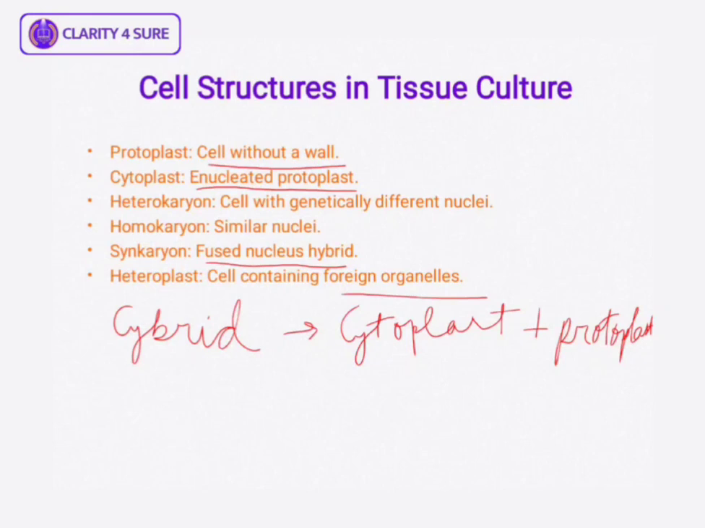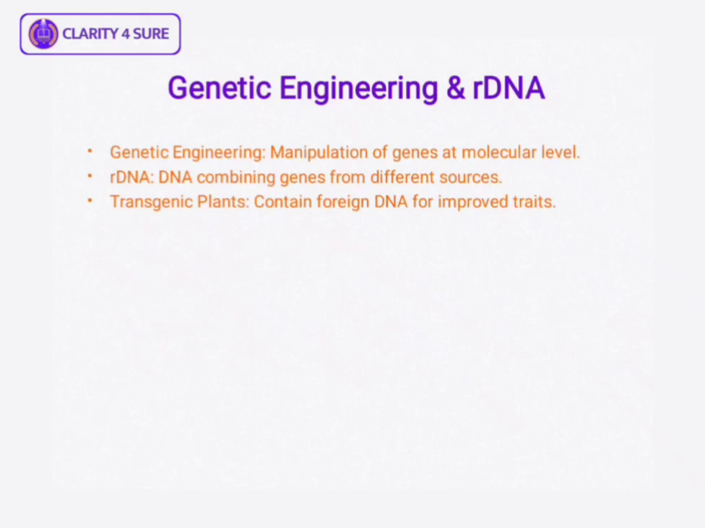Okay, next we will move towards genetic engineering. Genetic engineering manipulates an organism's DNA to change its traits. DNA combined from two different sources forms recombinant DNA, rDNA. Okay. Plants carrying foreign genes are called transgenic plants. Very easy. Okay. So example could be BT cotton. It contains a bacterial gene for pest resistance. Right?